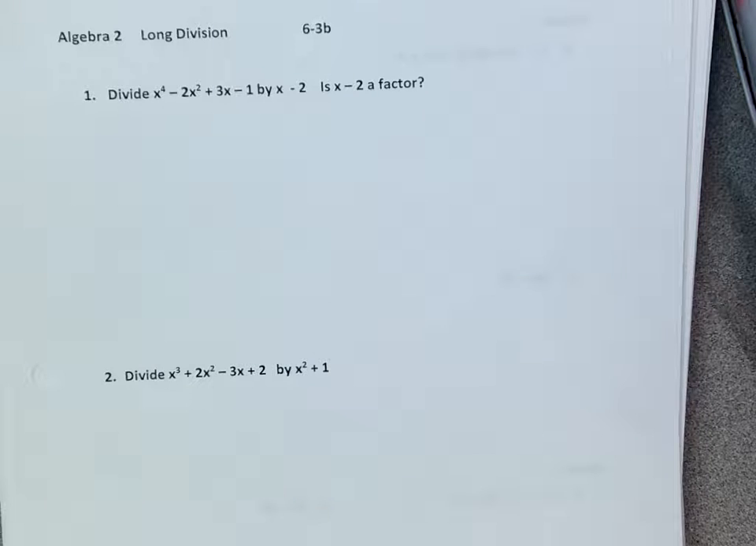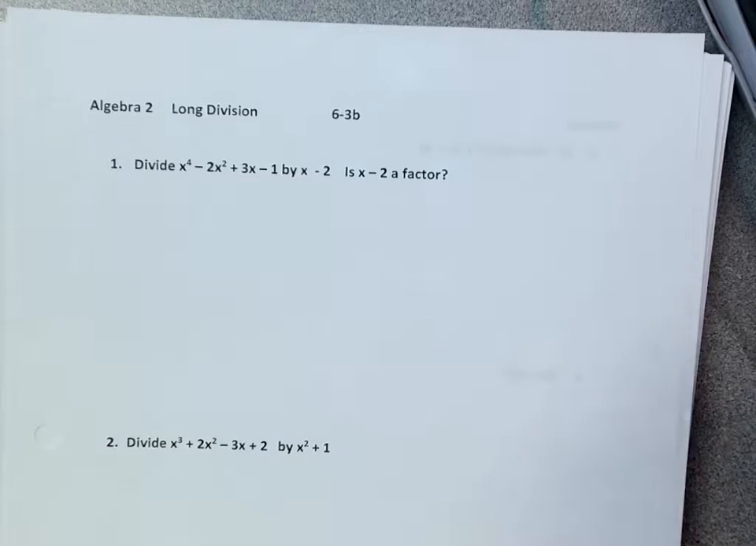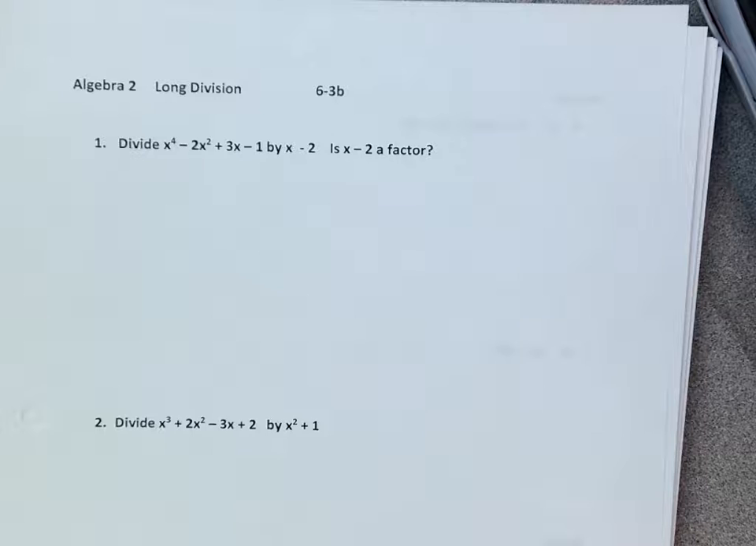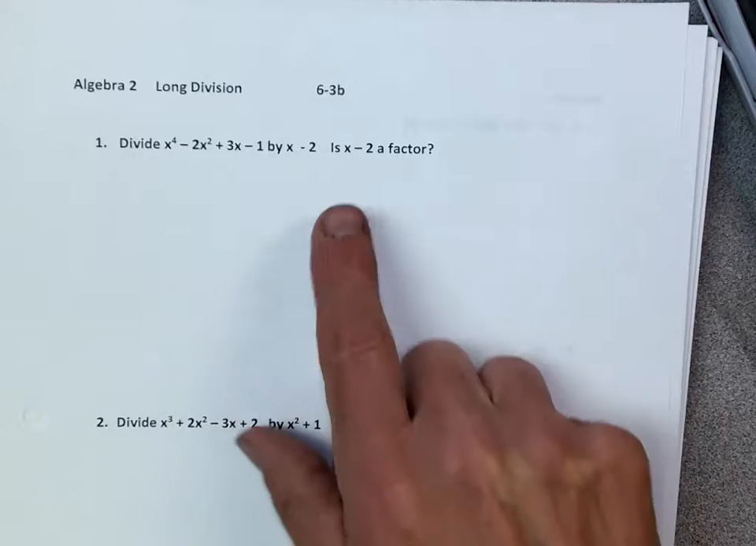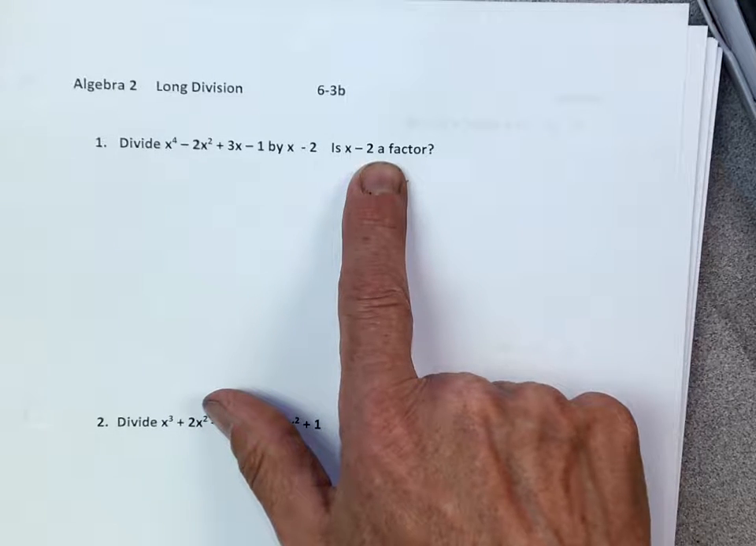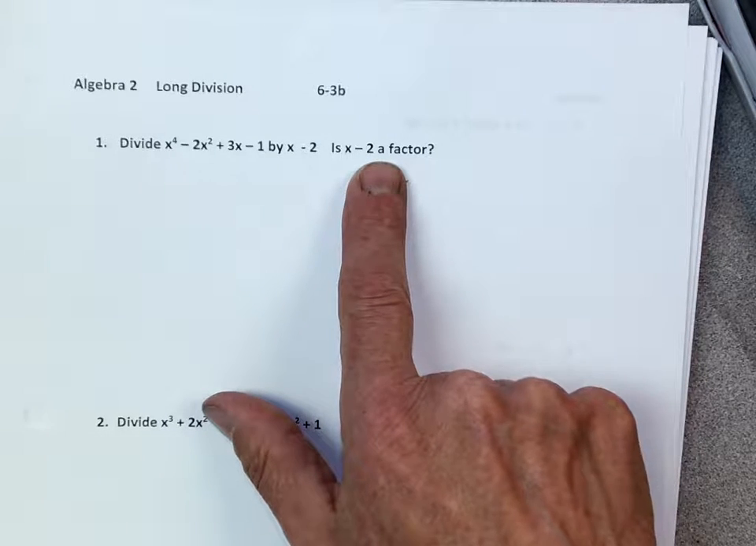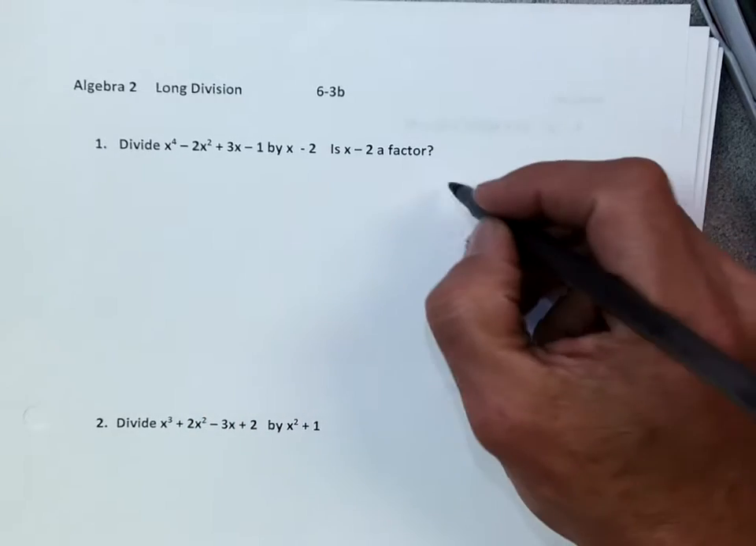Okay, so long division day. First of all, number 1: divide x to the 4th minus 2x squared plus 3x plus 1 by x minus 2. We don't need to do long division on this one because it's just x minus 2. We can do synthetic division. It's so much easier.